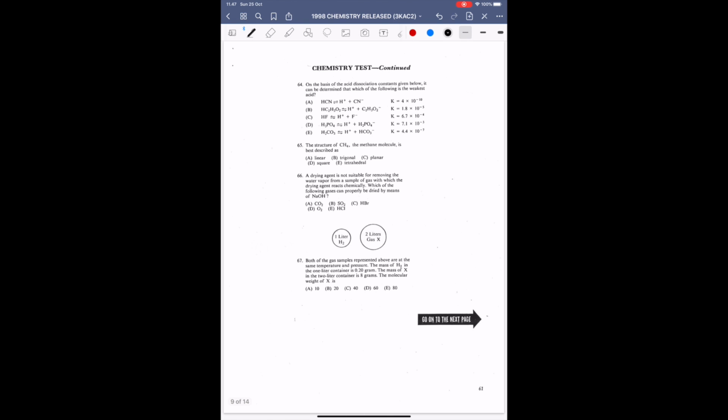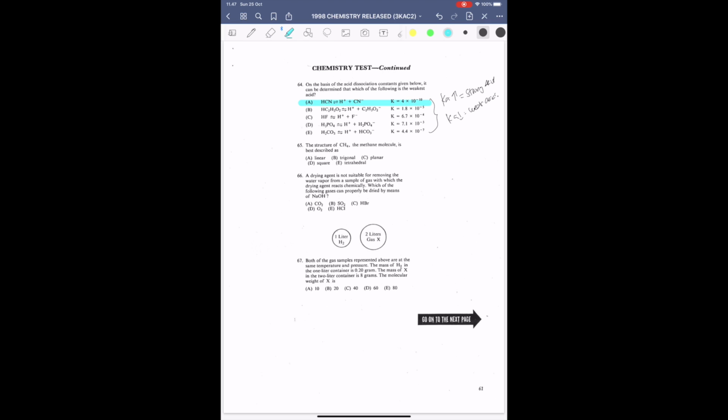Now it's number 64. In this question, we're supposed to find which of the following is the weakest acid. You should know that if it has a high Ka value, it means it's a strong acid, and if it has a low Ka value, it's a weak acid. Therefore, you just need to find the choice with the lowest Ka value, and that will be A, because 4 times 10 to the power of negative 10 is smaller than all of the other values.